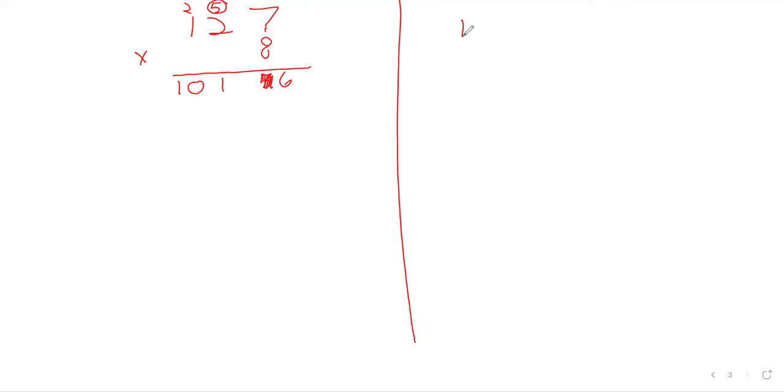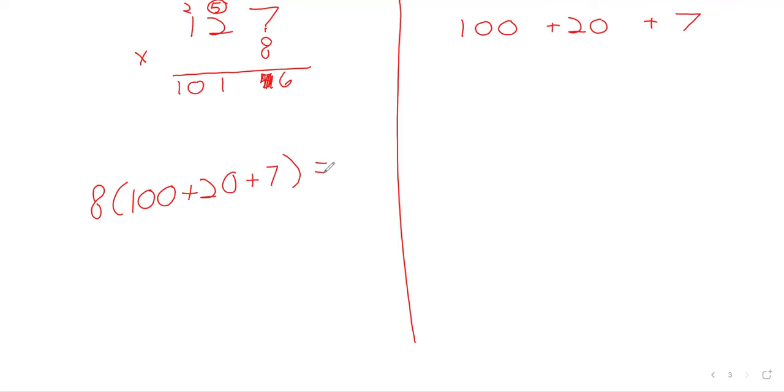A kid might be confused if you wrote it this way, but what 127 is, it's 100, and it's 20, and it's 7. So the reason multiplication works is that multiplication distributes over addition. 8 times 100 plus 20 plus 7 is 8 times 100 plus 8 times 20 plus 8 times 7. So what this algorithm is actually doing is precisely that.